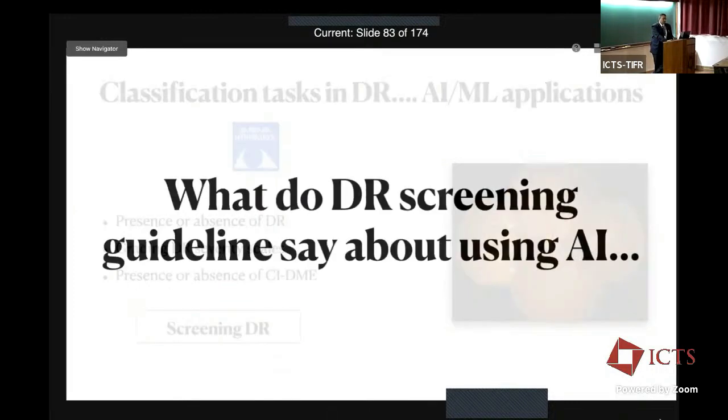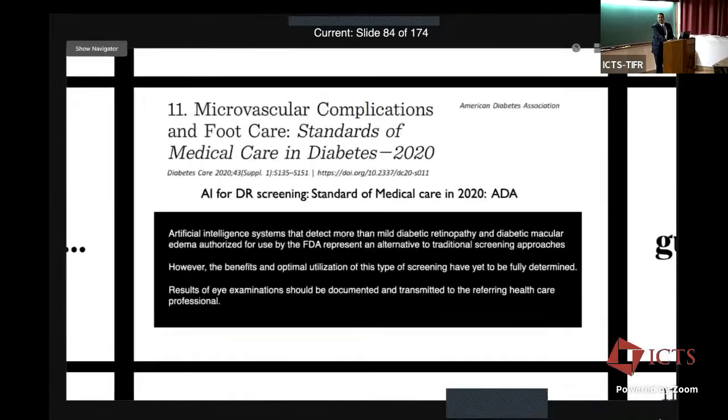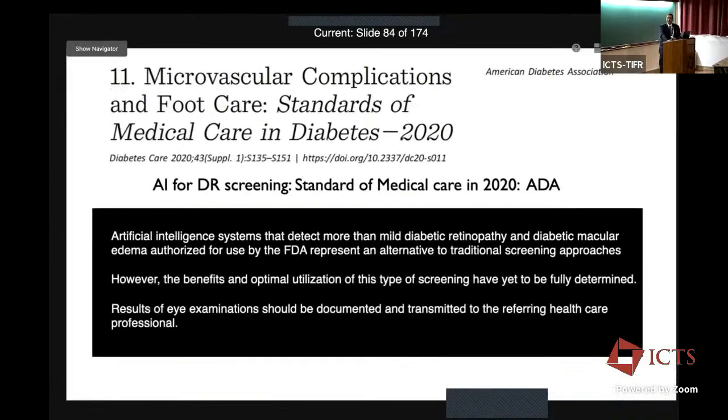So what do the diabetic retinopathy screening guidelines tell about AI? In 2020, the American Diabetes Association included AI for diabetic retinopathy screening. They said that if it's an FDA approved system, it can be used as an alternative to a traditional screening approach. They went ahead telling that the results of these eye examinations should be transmitted to a healthcare professional.